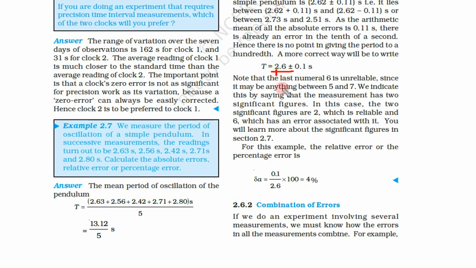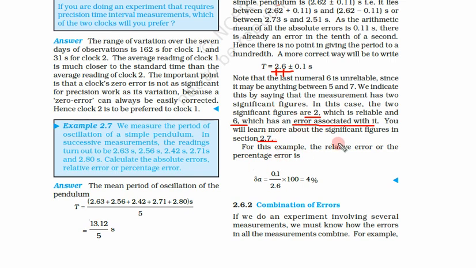This 2 is definitely reliable, but this 6 is not reliable. It is unreliable, but it is significant. That means we are giving value or we are measuring value up to this digit. So in this case, the two significant figures are, one is 2, that is reliable, and another one is 6, which has an error associated with it. You will learn more about significant figures in section 2.7 that we will discuss later.